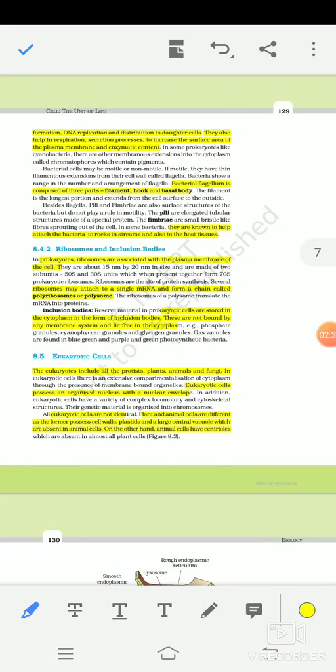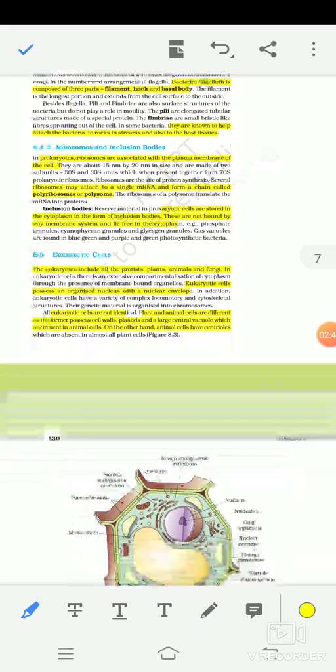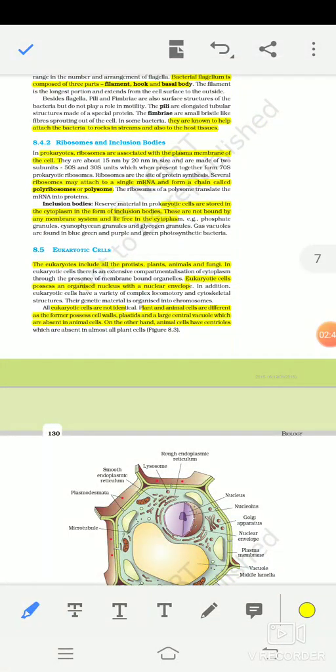The bacterial flagellum is composed of three parts: filament, hook, and basal body. Pili and fimbriae help attach the bacteria to rocks in streams and also to host tissue. Ribosomes and inclusion bodies: ribosomes are associated with the plasma membrane of the cell. Ribosomes may attach to a single mRNA and form a chain called a polyribosome or polysome. Reserve materials are stored in the cytoplasm in the form of inclusion bodies. These are not bound by any membrane system and lie free in the cytoplasm.